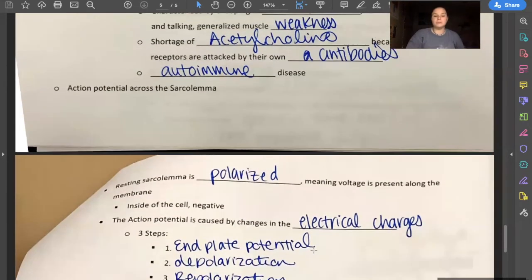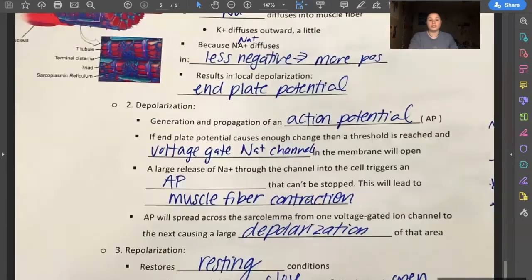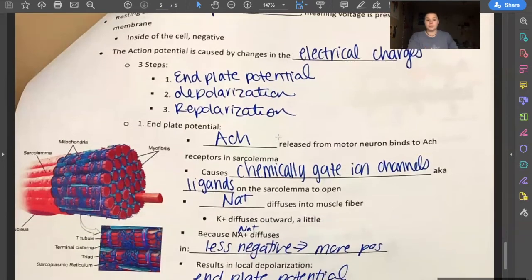So we have three steps in this: the end plate potential, depolarization, and repolarization. The end plate is also the neuromuscular junction, so that's the potential at the neuromuscular junction for things to happen. Then we have depolarization, because the resting sarcolemma is polarized. So we depolarize it to do that contraction, and then we repolarize it so that we can do it again. All right, so now we're just going to talk about everything I just said, and then we'll be done until Tuesday.